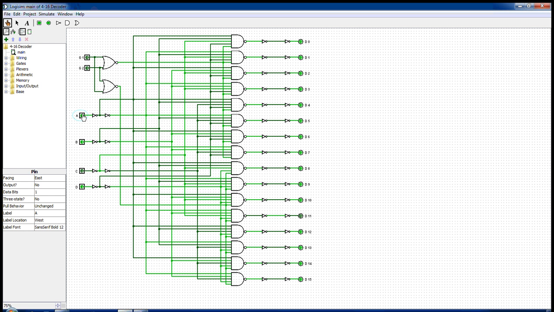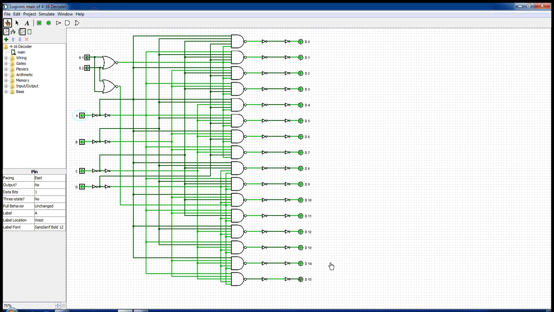Now, if we pass the inputs C and D as 1, the output D12 is 0. Again, if we pass the inputs A, C and D as 1, the output D13 is 0 and the rest are 1. Similarly, if we pass the inputs B, C and D as 1, D14 is 0, and if we pass all the inputs as 1, the output D15 is 0.